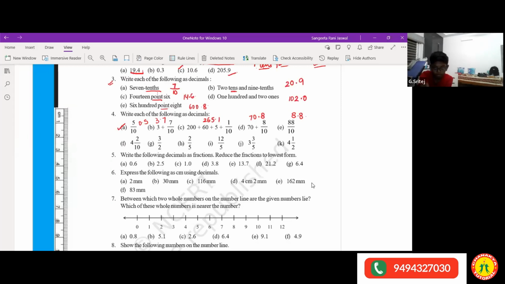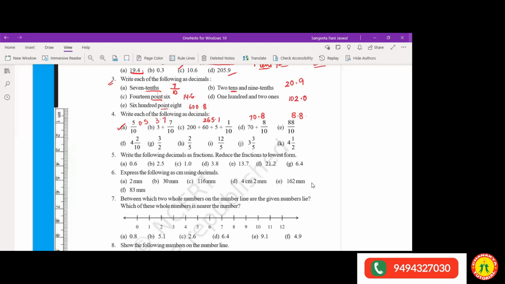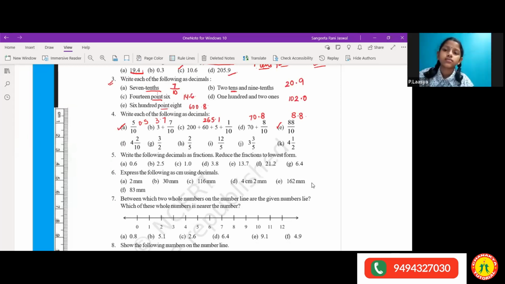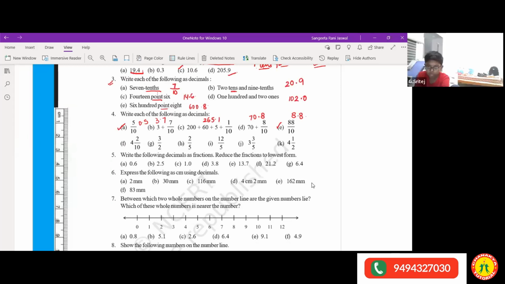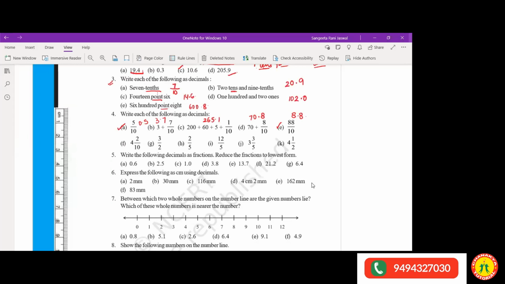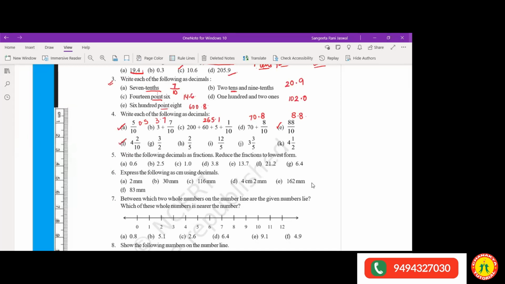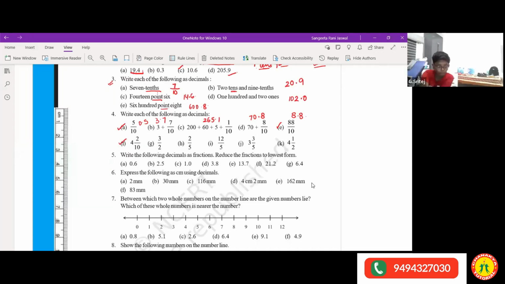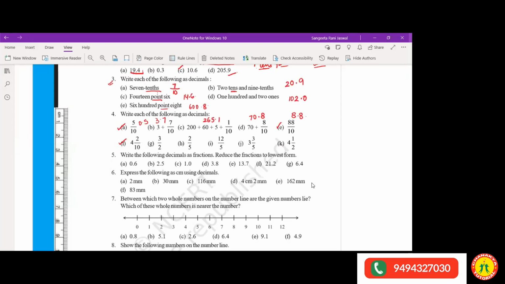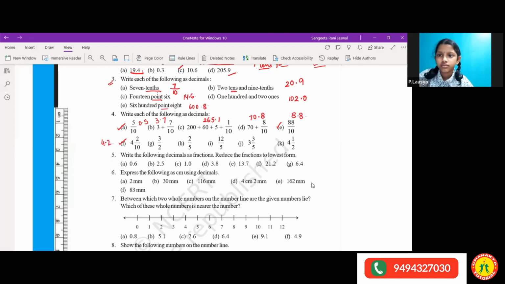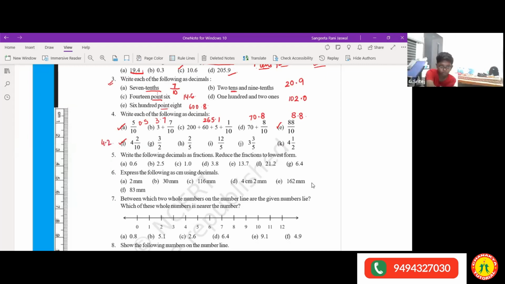Sritesh, how will you read this? 8 ones and 8 tenths. Yes. Now, show me the decimal representation of 4 2 by 10. 4.2. Very good. And how will you read it? 4 ones, 2 tenths. Very good.